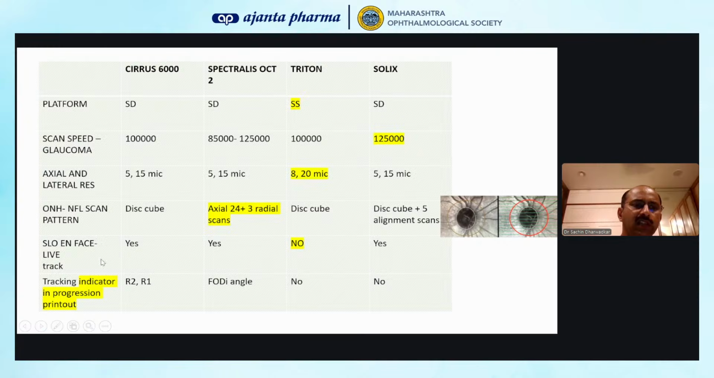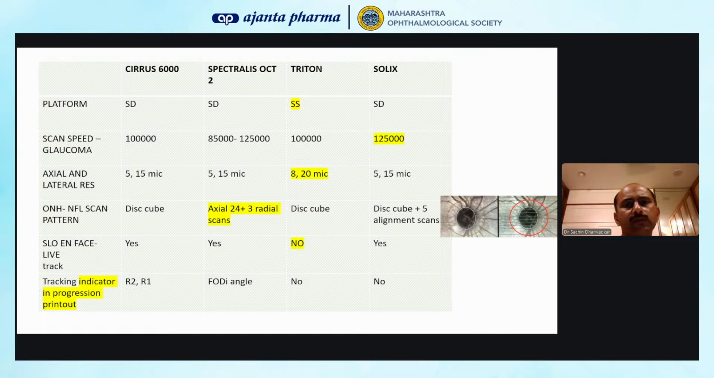The most important thing here is the tracking indicator in the progression printout. Why I say in the progression printout is because otherwise, if there is a progression, every time you have to go to the console and check and recheck, and it's a very tedious job, because you cannot always have the machine at your side to go and check. So having indicators on the progression printout is very, very important for us to judge progression without going to the main machine.